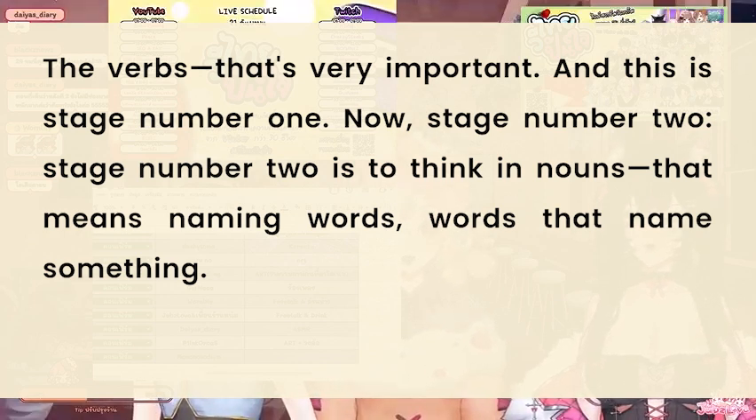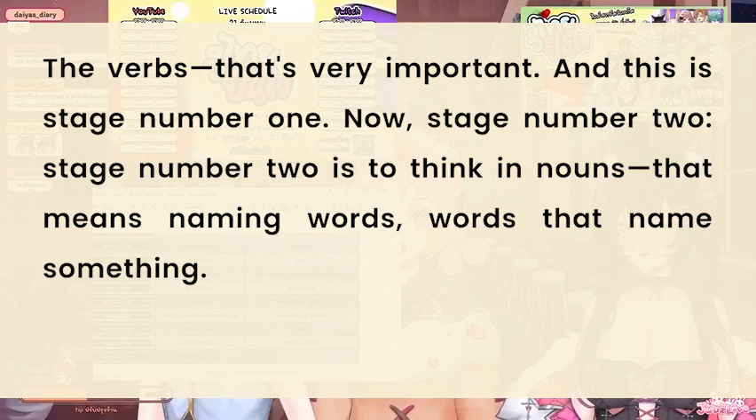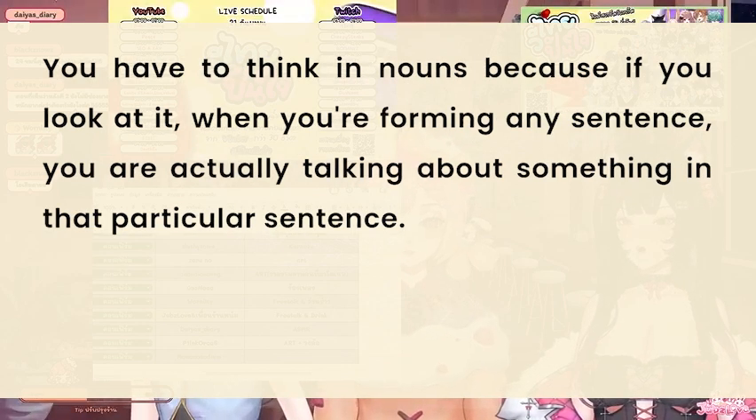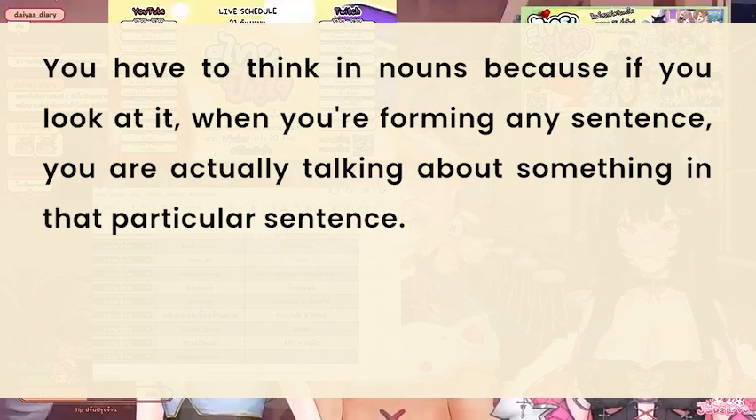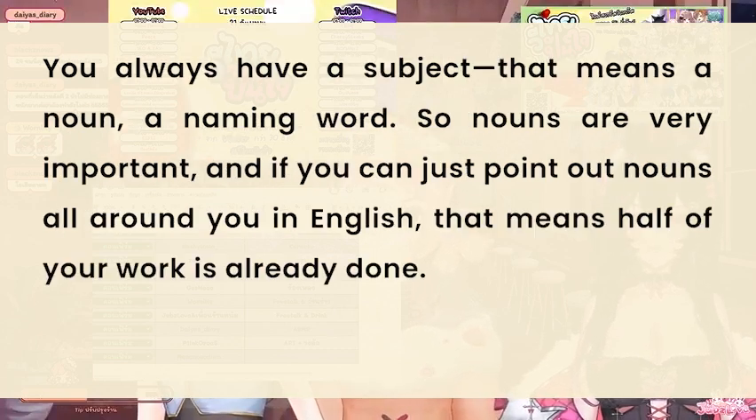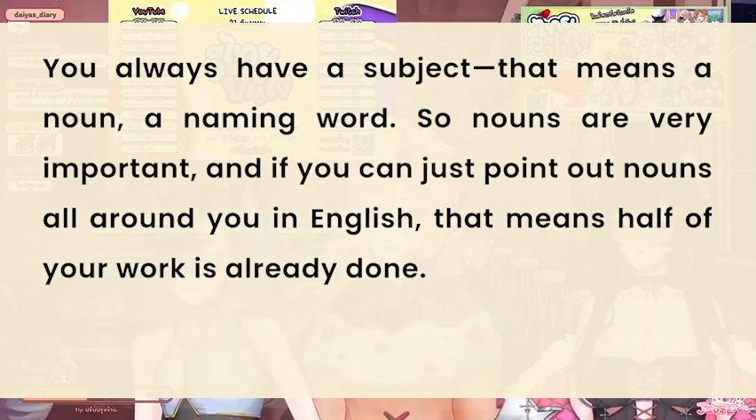Now stage number 2. Stage number 2 is to think in nouns. That means naming words, words that name something. You have to think in nouns because when you're forming any sentence, you are actually talking about something in that sentence. You always have a subject. That means a noun, a naming word. So nouns are very important.